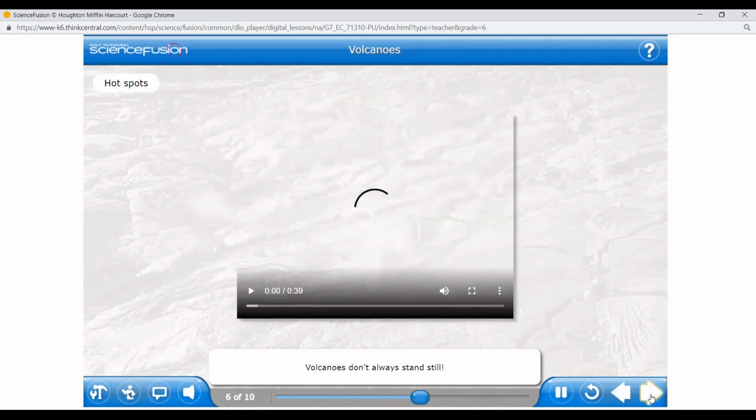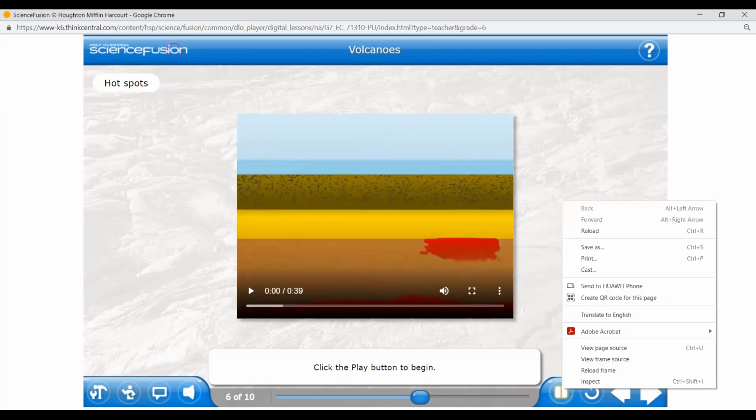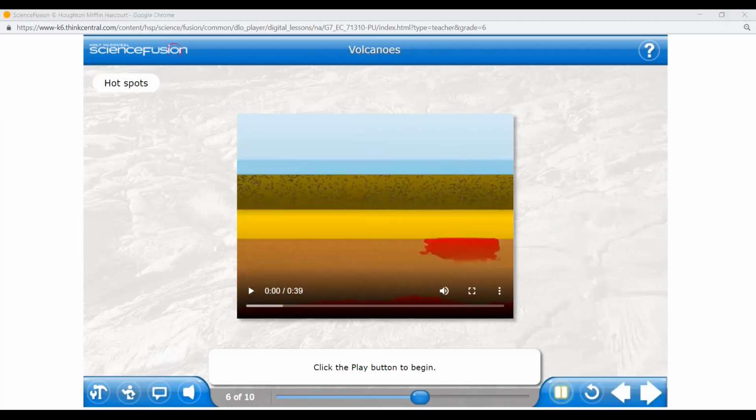Volcanoes don't always stand still. Why? Because of activity under Earth's crust. In some places on Earth, volcanoes don't happen because of plate movement. Instead, they occur over hotspots in the middle of a tectonic plate. Watch the animation to see the formation of hotspot volcanoes. See how each volcano is formed as the plate moves? One hotspot can help produce many volcanoes. Click the play button to begin.